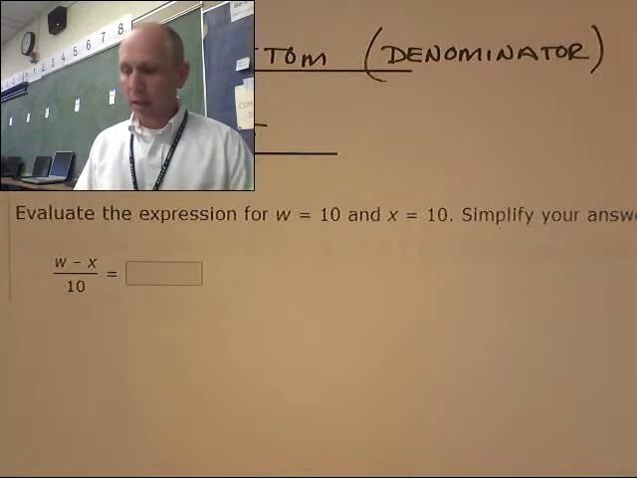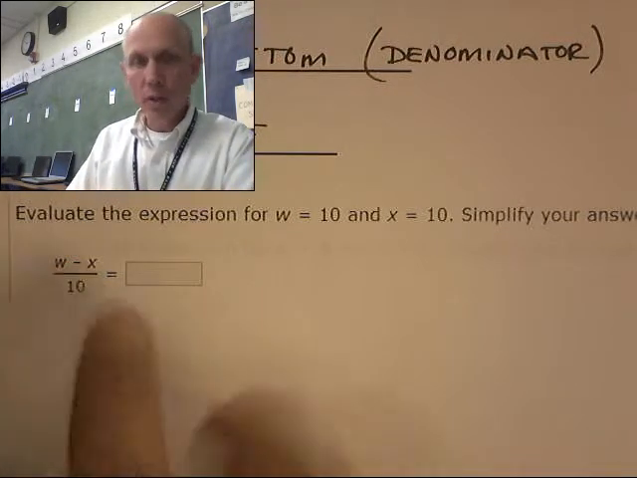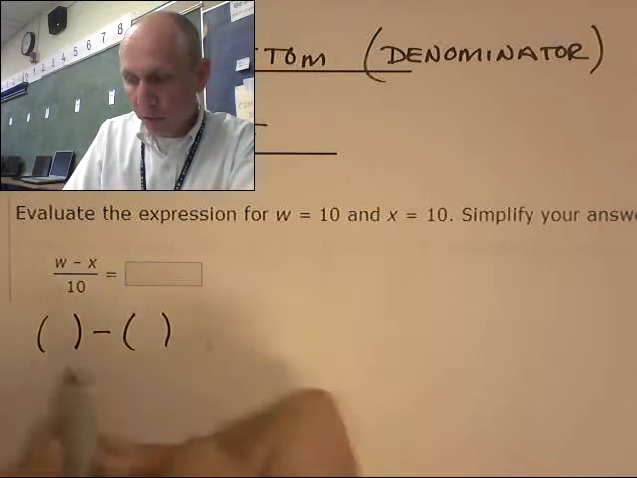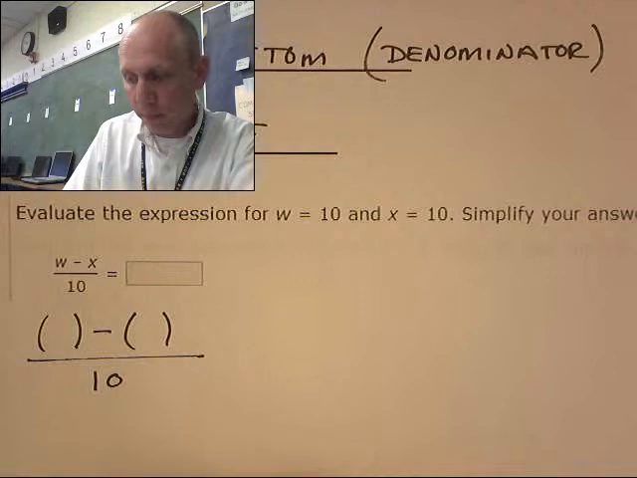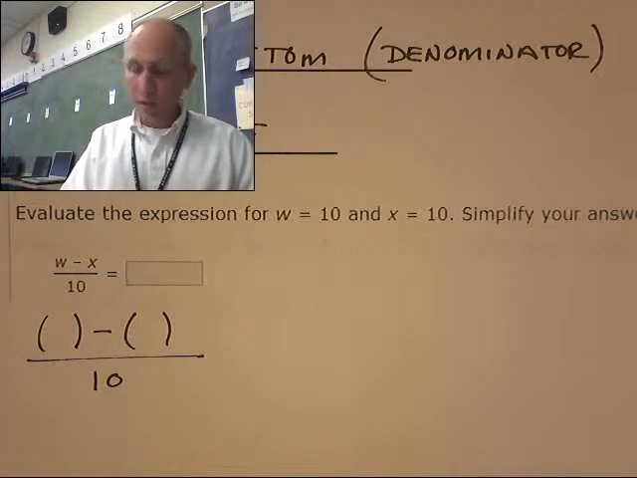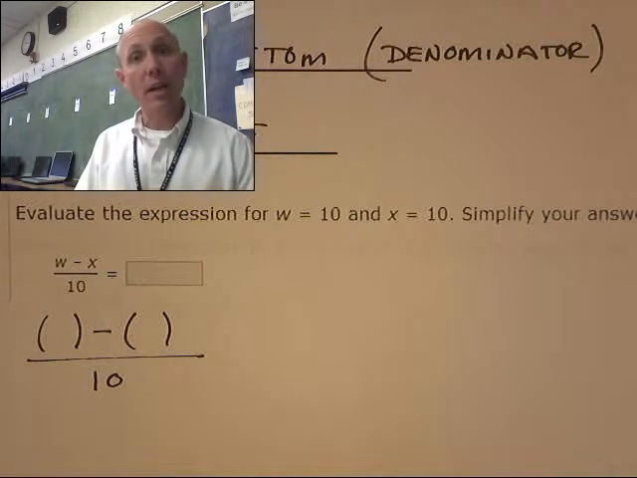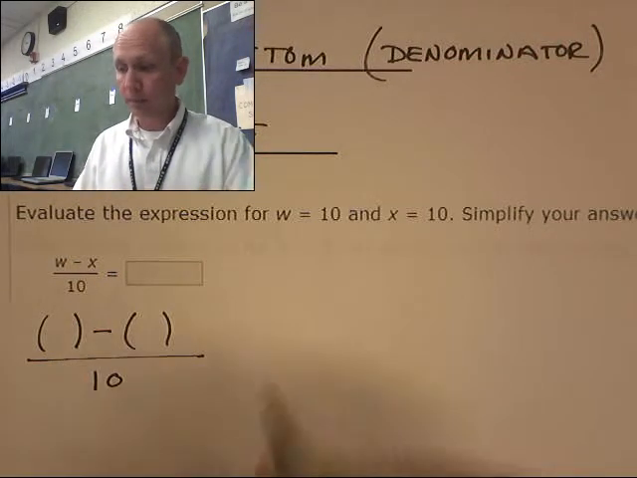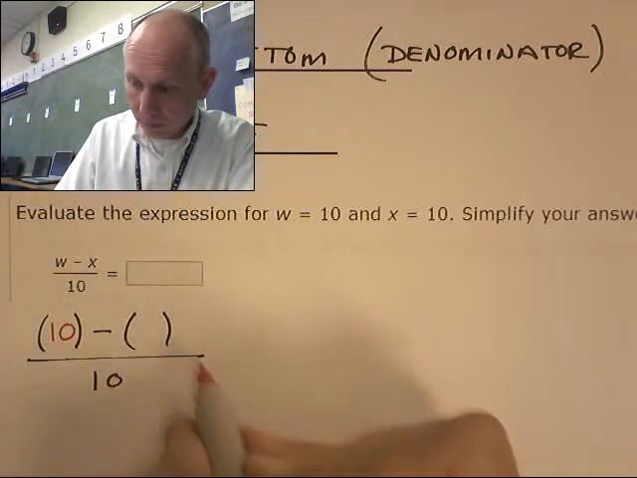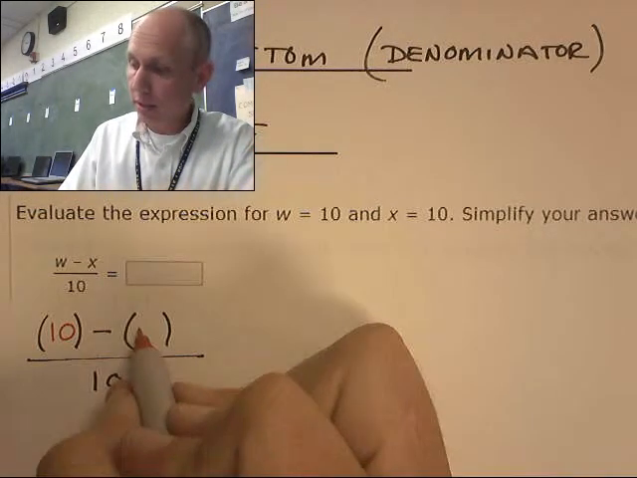All right. So I have a w minus an x. I'm going to take the w out, put in parentheses, take the x out, put in parentheses. Now I'm going to put the value for w and the value for x in. The value for w is 10. The value for x is 10.